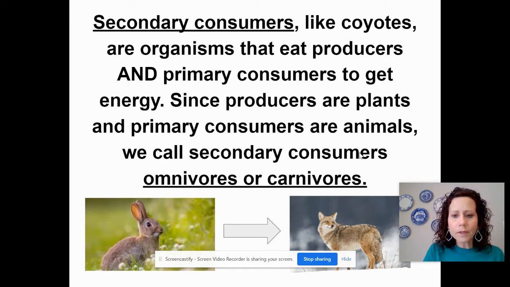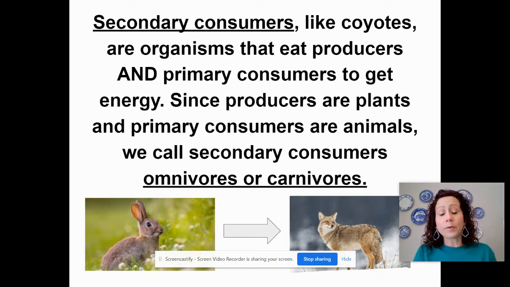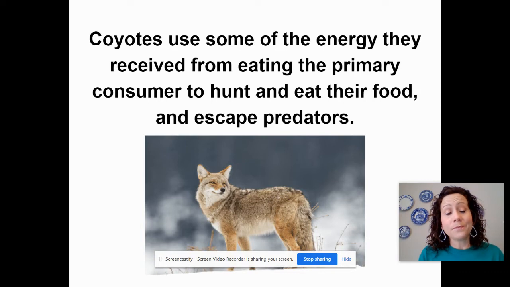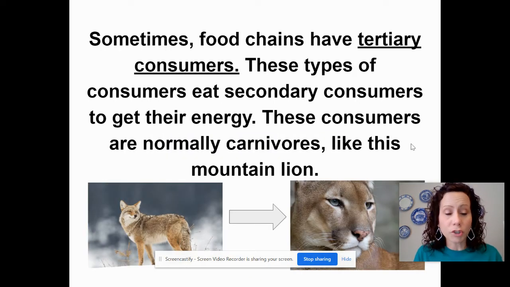So we can see that the coyote is getting less energy than the rabbit did from the rabbit. Now, the coyote is going to also use some of that energy. So it's going to also hunt for food. It's going to eat its food. It's going to escape its predators. And so it will also use some of that energy. When something larger comes along, we call this a tertiary consumer because it's at the very top of the food chain. So this is a mountain lion that might be a hunter of the coyote.